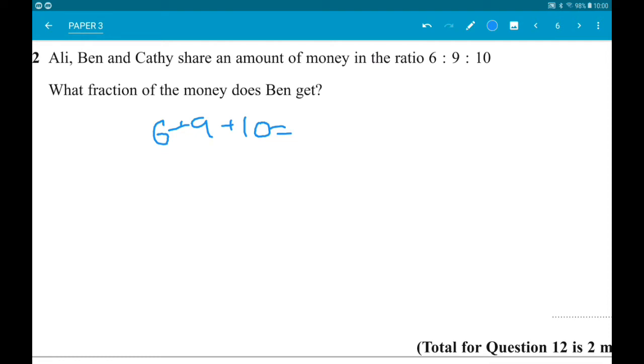Now that is going to give us 25. So altogether the ratio has 25 parts. Ben gets 9 of those parts, so it's 9 out of 25.